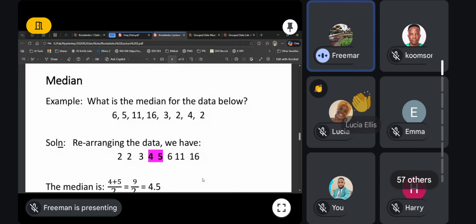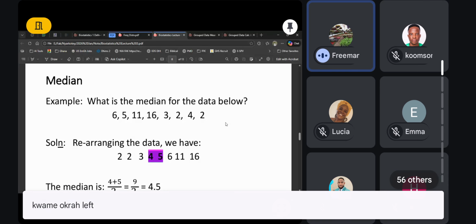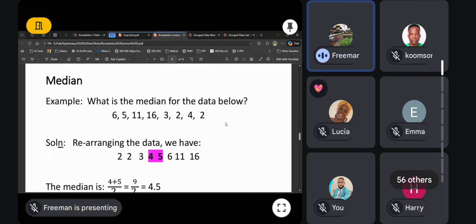So which number is at the middle? There is no single number. We'll draw a line between 4 and 5, which means both numbers are at the middle. So what do we do? We find their average. Average means you add them and divide by the number of them.